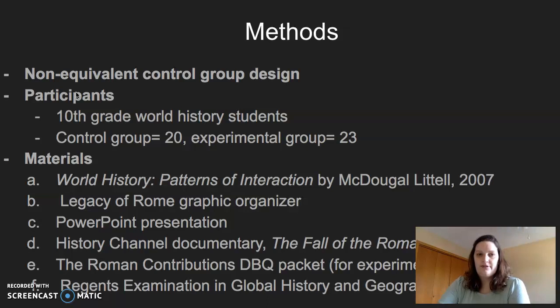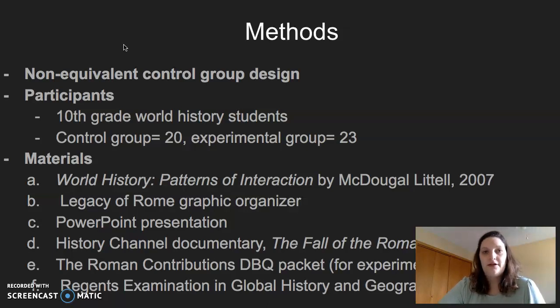So I used a non-equivalent control group design because it wasn't possible for me to do an actual true experiment due to the limitations with my classes. But the participants were all 10th grade world history students. We ended up with 20 students in the control group and 23 students in the experimental group. In that control group, 2 students had IEPs and 1 student had a 504 plan. In the experimental group, 1 student had an IEP and 2 students had a 504 plan. Otherwise, the demographics were relatively similar.